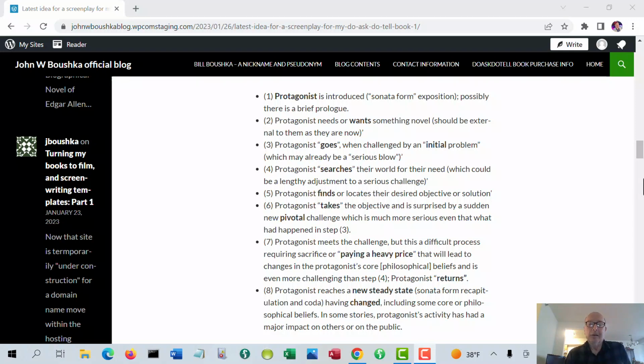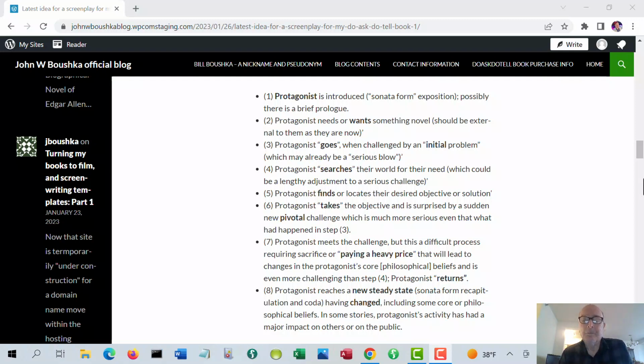So there are 8 steps normally. And the first one is the you or me step. The protagonist is introduced in a sort of sonata form exposition. You could think of it this way. Possibly there's a brief prologue, and we know who the protagonist is. Sometimes it might be a team or more than one person, a couple or something. But that's where you introduce the lead character, who will incite the action of the story.